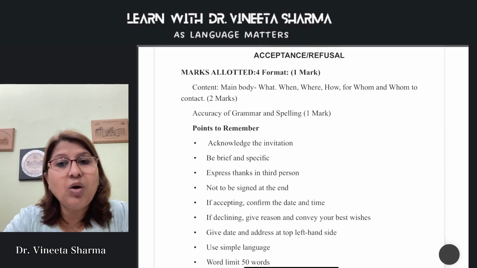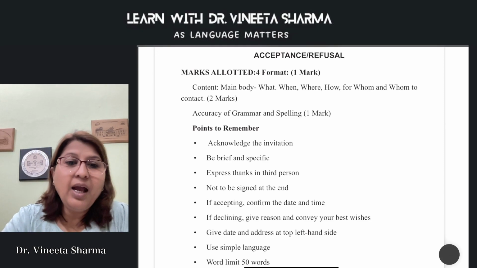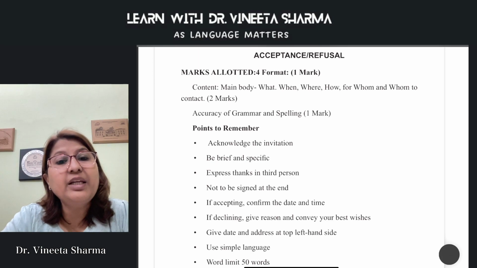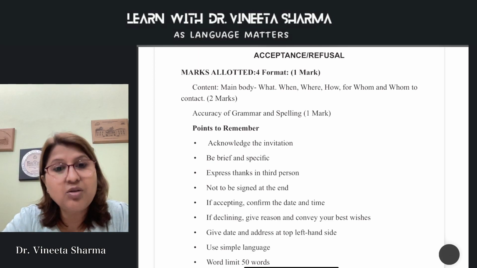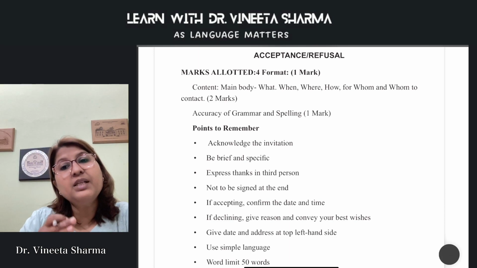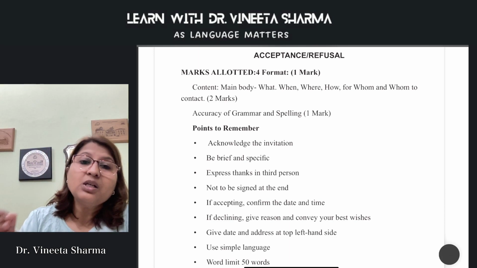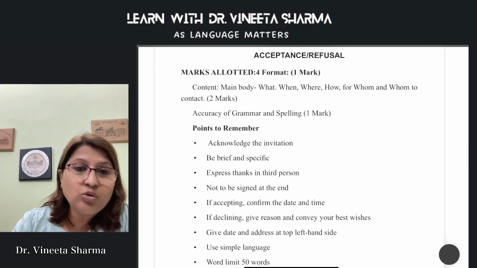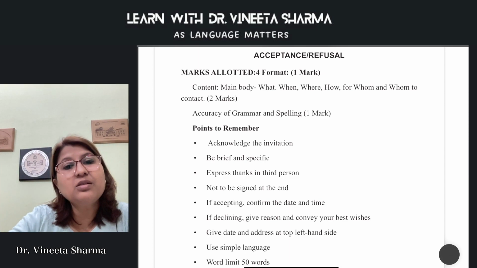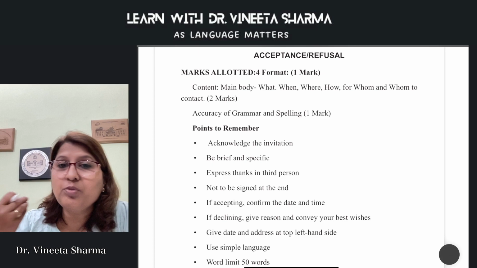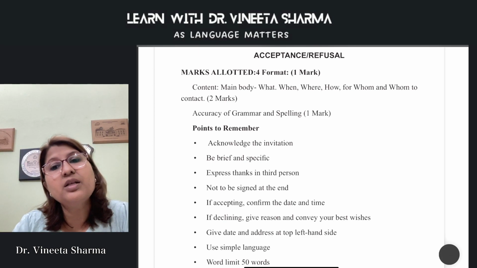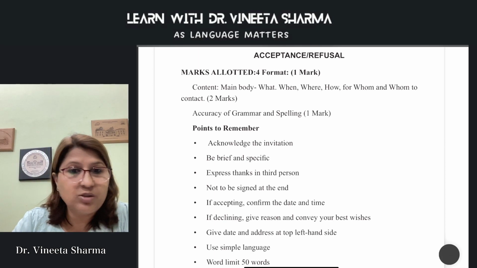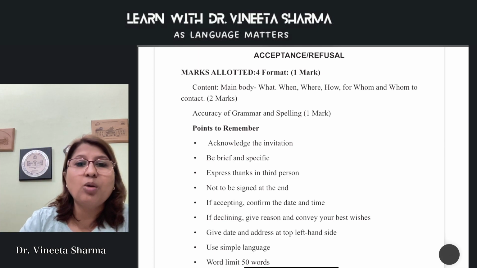Now let's talk about replies. And when we reply to an invitation, there are two situations: either we accept it or we refuse it. All right, so for acceptance and refusal, of course, the marking scheme is going to be the same only. Format is going to be the same way. Composition carries 4 marks, 1 mark for format, 2 for content, and 1 for grammar and spellings. Okay, so this is same for all short compositions.